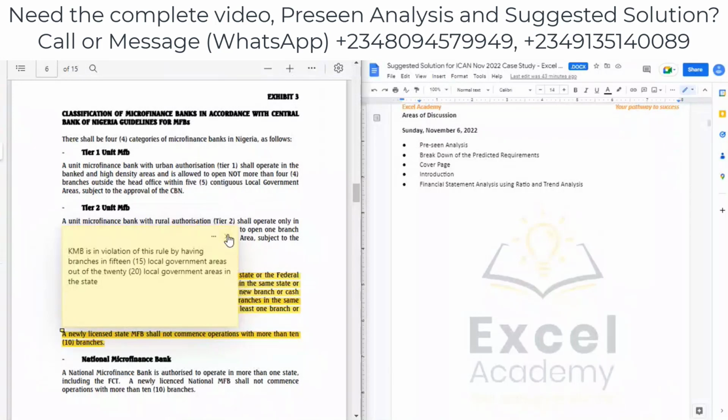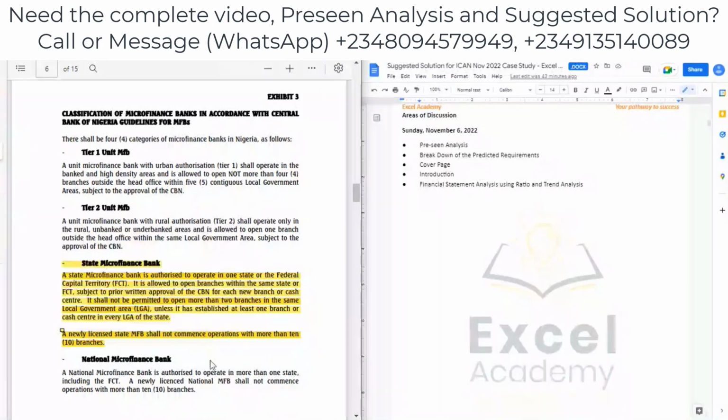Now, let's go ahead. So the next is what? The National Microfinance Bank. Though we don't need it. Good evening, Mr. Ahmed. Yeah, good evening. I'm with you. Please, that clause says a newly licensed microfinance bank. Is Kudi a newly licensed microfinance bank? Please, I want you to clarify that.